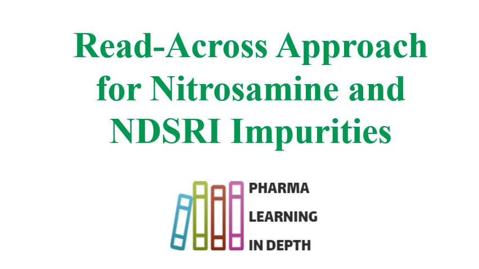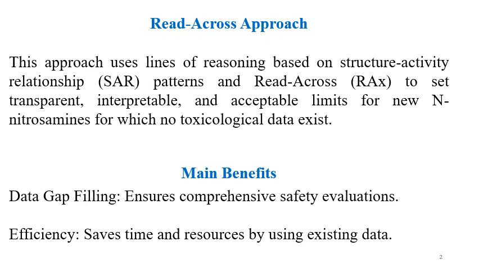These are potent impurities and these have carcinogenic and mutagenic potential. The present video is for read across approach for determining the acceptable limits for nitrosamine and NDSRIs. So read across approach uses lines of reasoning based on the structure activity relationship, that is SAR, and read across, so that the limits can be set, and these limits are to be transparent, interpretable and acceptable limits for new nitrosamines for which no toxicological data exists.